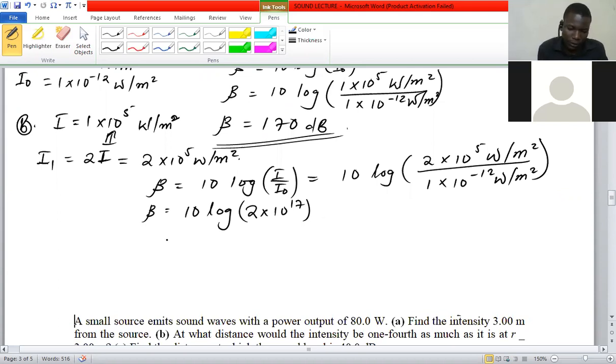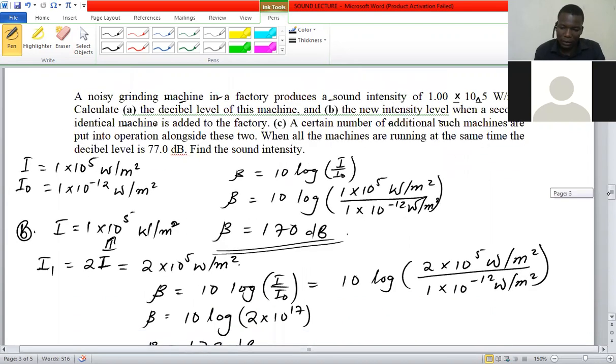So the new intensity level is 173.03 decibel. You can see that after introducing another machine, the intensity level has increased. Why? Because the intensity had to increase because of the two identical machines that have been introduced. That is how you get that one.